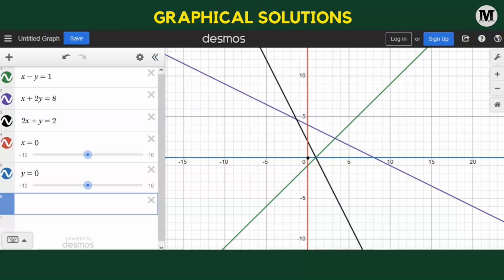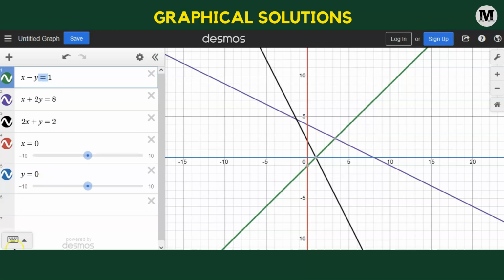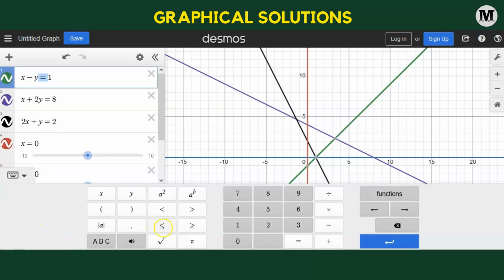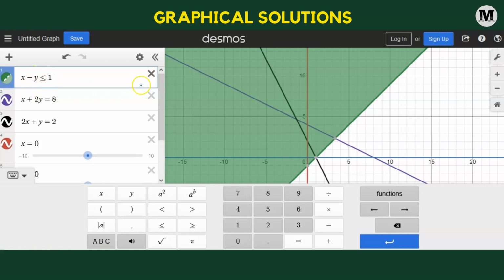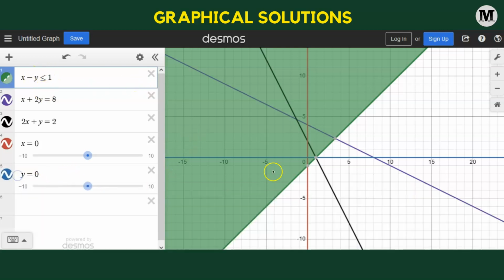Fine, so we can check this on the graph. Here we need x minus y less than or equal to 1, so we replace the equality symbol back with the inequality. Clearly we can observe that the region above the green line, x minus y equals 1, is the solution of the given linear inequality.